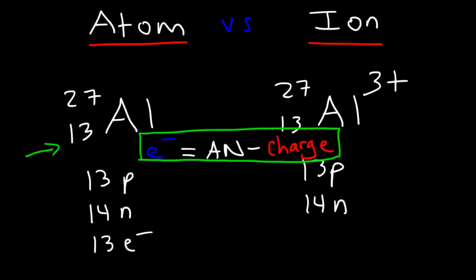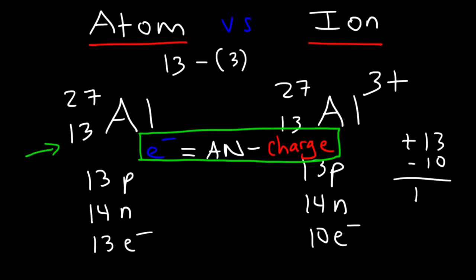So in the case of the aluminum atom, it's 13 minus a charge of 0, so that's where we got 13. Now, in the case of the aluminum ion, it's going to be the atomic number of 13 minus the positive 3 charge, so there's 10 electrons. And it makes sense. Each proton has a charge of 1, so there's 13 protons. That's the net charge of plus 13 in the nucleus. Each electron has a charge of minus 1. There's 10 of them. If we add these numbers, this will give us a net charge of positive 3.